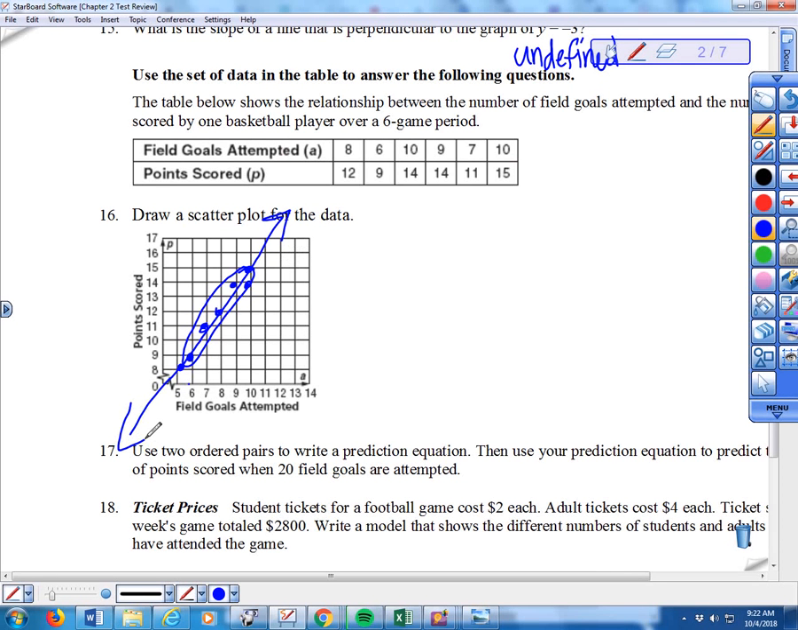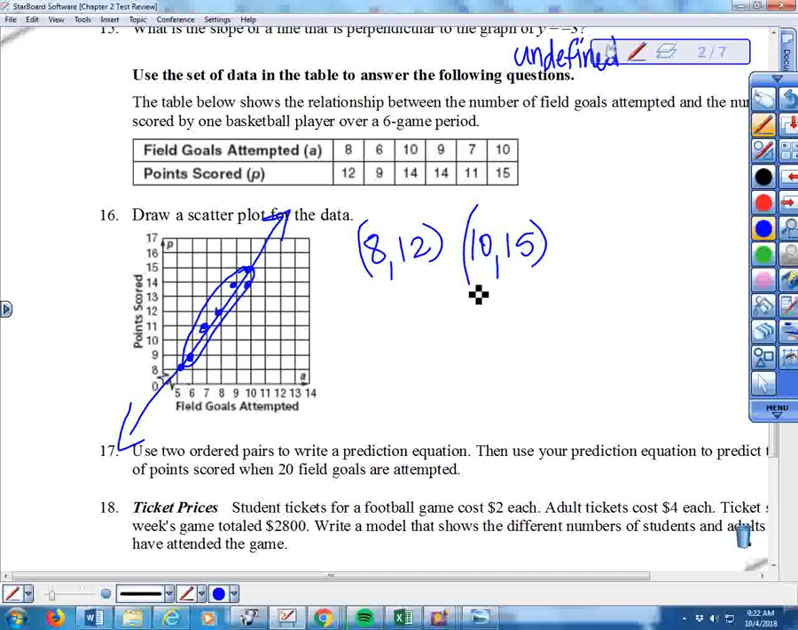So I'm going to look at my line and see if I can find 2 points. It looks like this point and this point, which actually are on the graph. They don't have to be from the graph, but the 2 points that my line goes through are actually 2 points on the graph. And those points are 8, 12, and 10, 15.